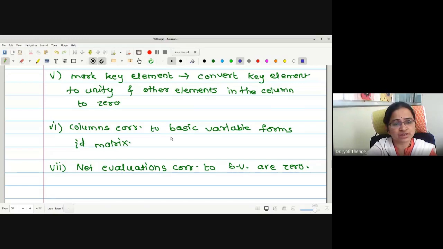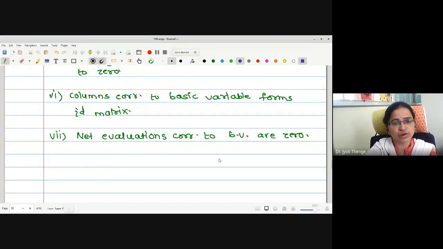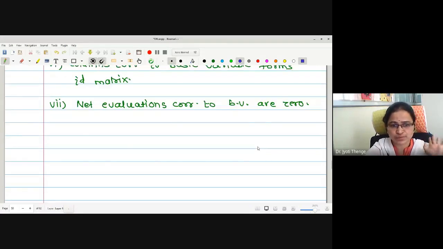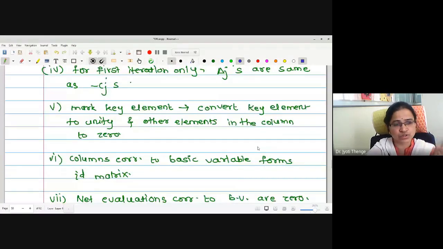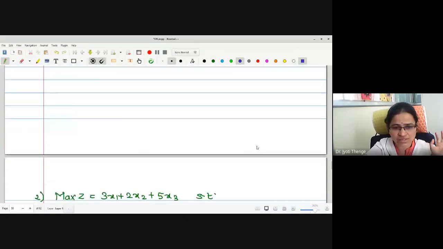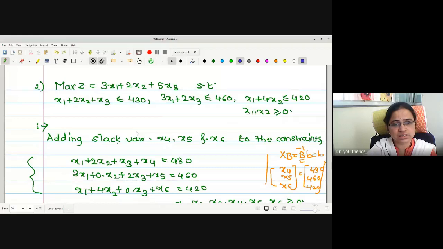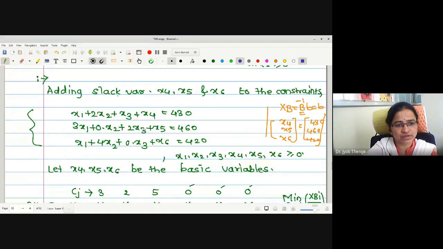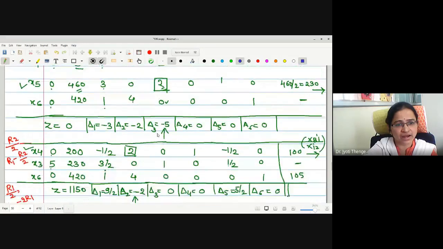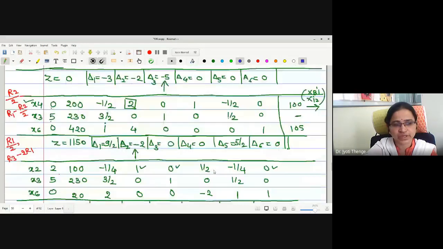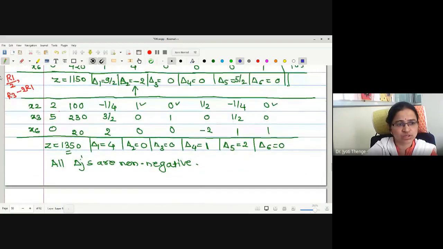Next, the column corresponding to a basic variable forms an identity matrix. Next, net evaluations corresponding to basic variables are always 0. These points you have to keep in mind so that it will help us to do fast calculation of solving the result. Good. Now let us look at the examples we have studied. The example we have solved by using the direct method. We have written all the tables one below the other.